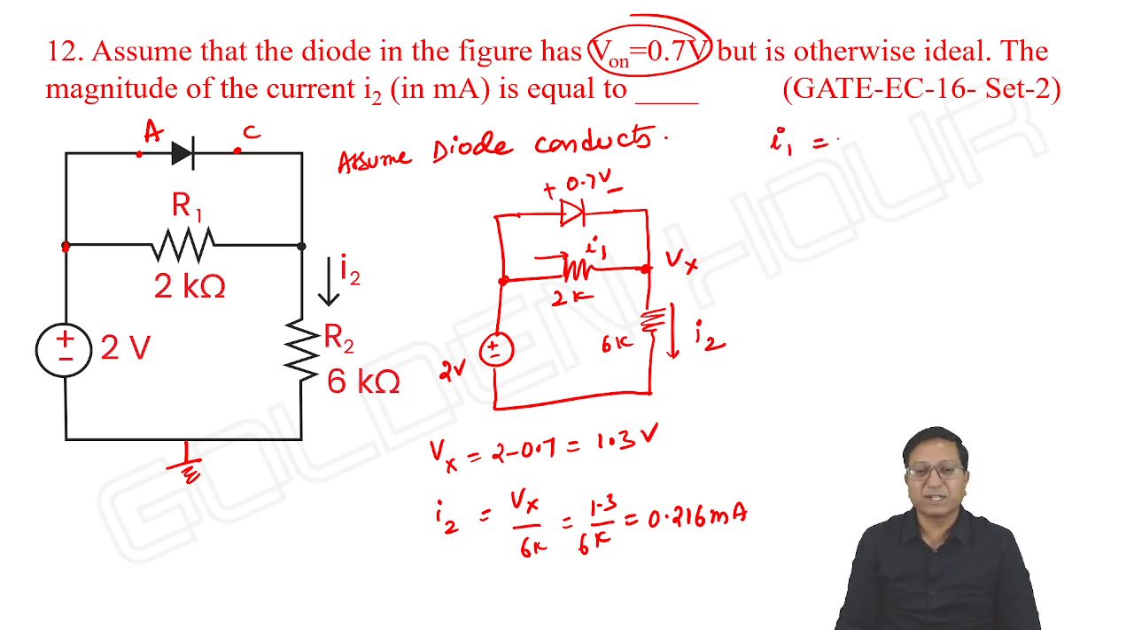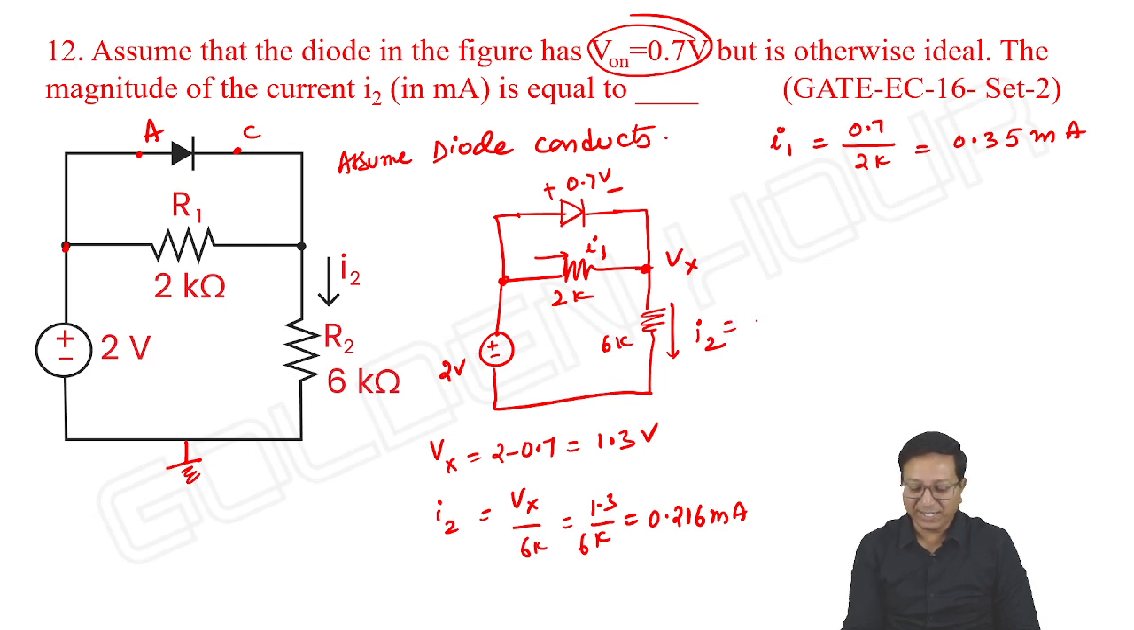See, it's not like we can simply relax with the answer we have got. Especially in this kind of problem, we should find the current through the diode. Then only we can make the conclusion. What about I1? I1 means the current through 2K. So the voltage across 2K is 0.7 volts, divided by 2K. It is equal to 0.35 milliampere.